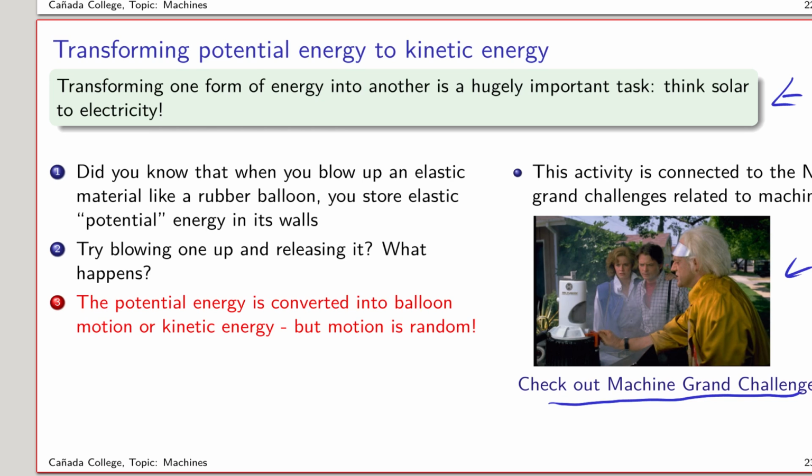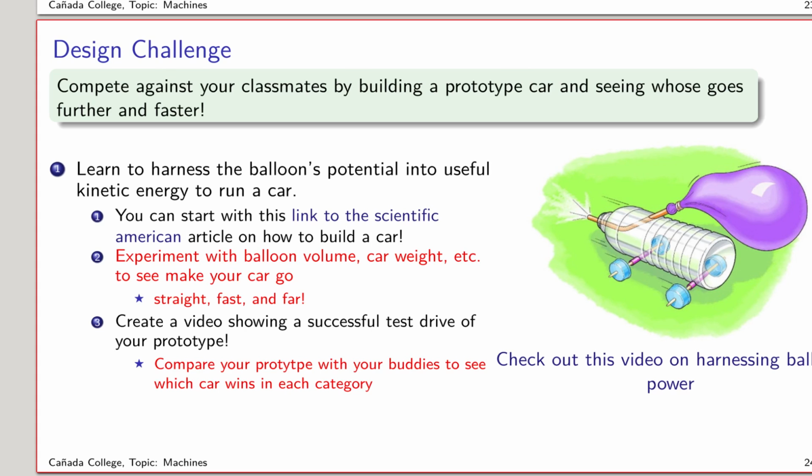Now, what is your project going to be about? Well, when you release the balloon after filling it up, what you would have found is that the motion was pretty random. The balloon moved around in all kinds of positions, and so that's not a very useful end result for us. What we want to do is instead utilize that energy to make a machine that moves in a very well-defined way. And so here's what the challenge is going to be about.